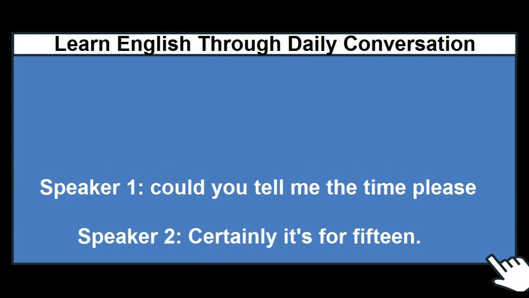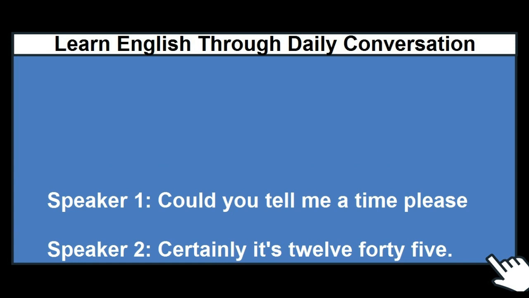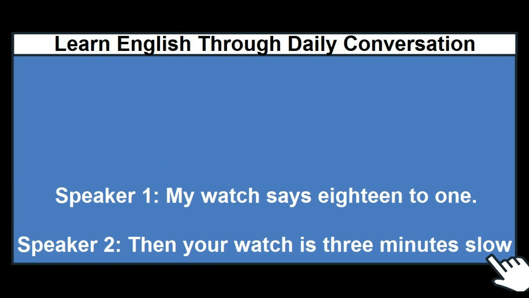Speaker 1: Could you tell me the time, please? Speaker 2: Certainly. It's 4:15. Speaker 1: My watch says 4:20. Speaker 2: Then the watch is 5 minutes fast. Speaker 1: Could you tell me the time, please? Speaker 2: Certainly. It's 12:45. Speaker 1: My watch says 18 to 1. Speaker 2: Then your watch is 3 minutes slow.